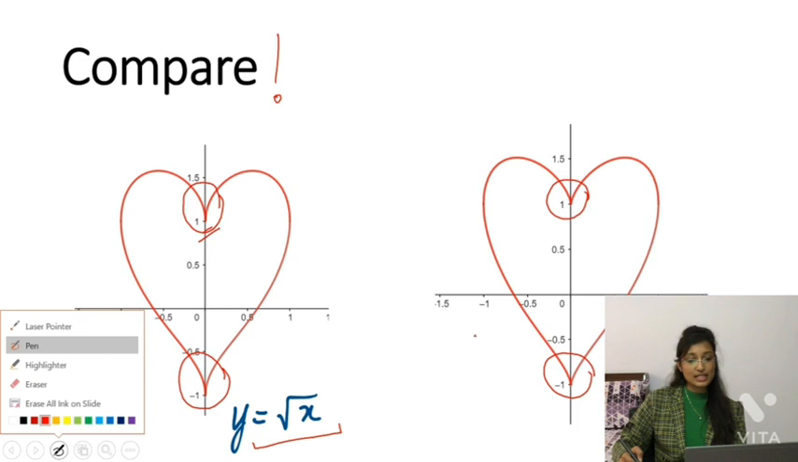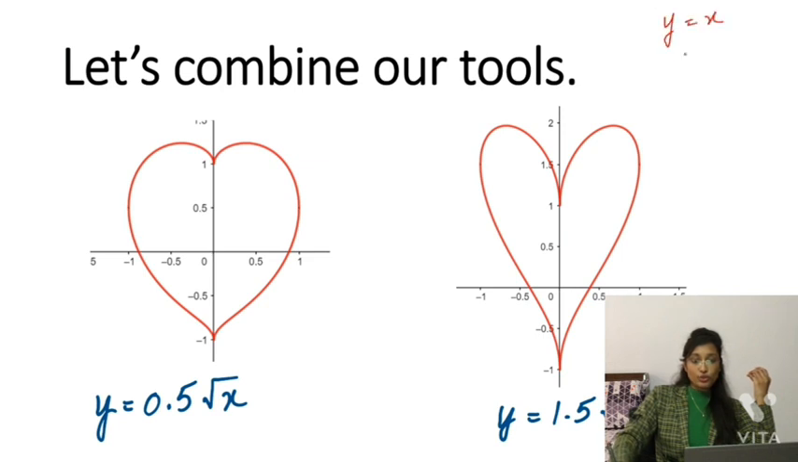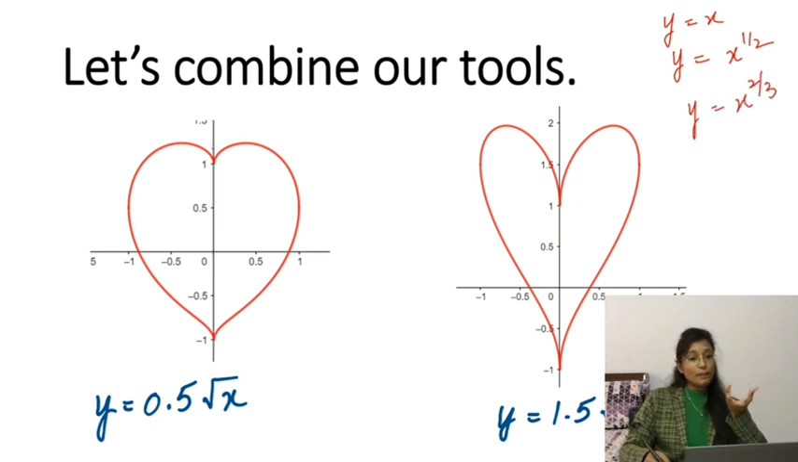Now, let's go ahead with different forms of hearts. What have we learned? We have learned that we can use different concave functions, that is, pulling up along the curve y is equal to x, y is equal to root x, y is equal to x raised to power 2 by 3. So what we will do is combine our tools. Combine our tools in the sense that we have also learned how to change the slope.